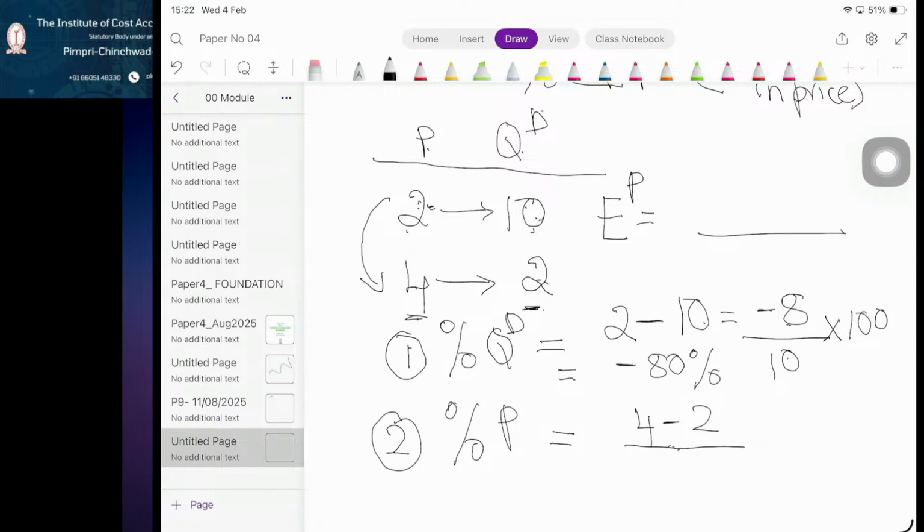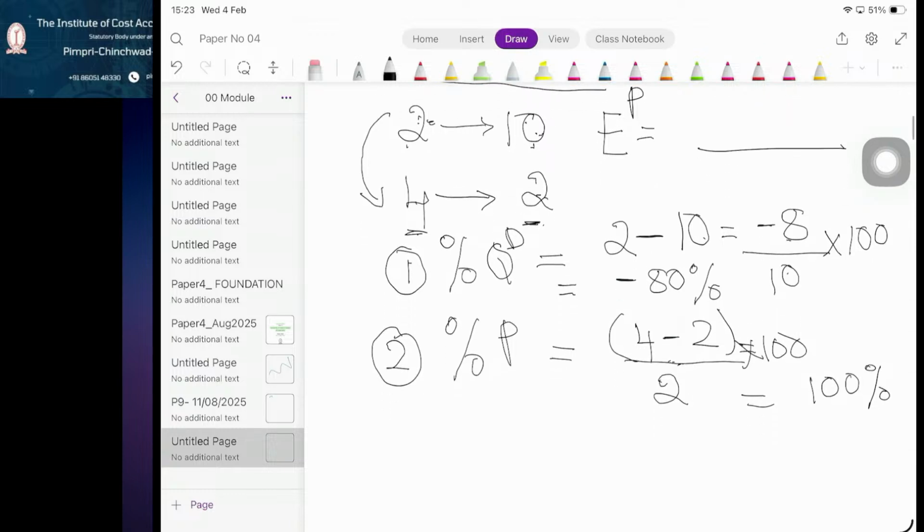What should be the denominator? It will become 2, so this is into 100. Are you all getting that this is 100%? Got it?